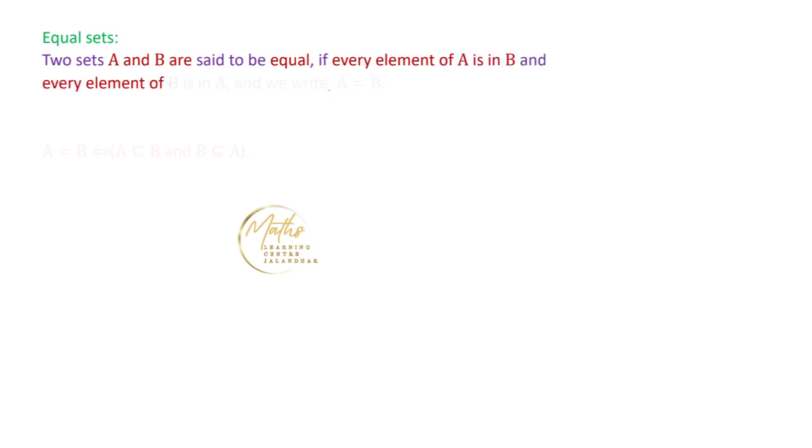Next we have the equal sets. Two sets A and B are said to be equal if every element of A is in B and every element of B is in A, and we write A is equal to B. So what we mean is that if we have to prove that two sets A and B are equal, then this is equivalent to proving that every element of A is an element of B, that is A is a subset of B, and that B is a subset of A. Then we are saying that both these sets are equal.